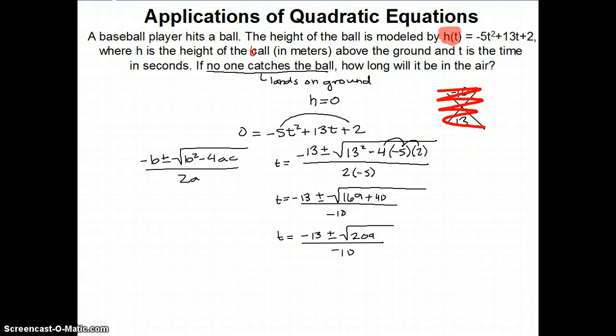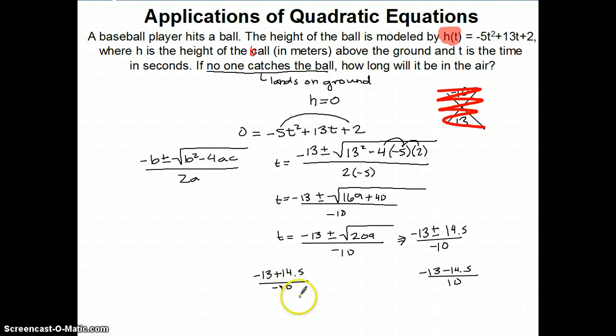Now, since we are talking time, I'm going to go ahead and approximate this solution. So what I'm going to do is on my calculator, punch in 209, take the square root of that, and I find it's about 14.5. So this gives me negative 13 plus or minus about 14.5 all over negative 10. I'm going to write my two equations. So negative 13 plus 14.5 all over negative 10, and negative 13 minus 14.5 all over negative 10.